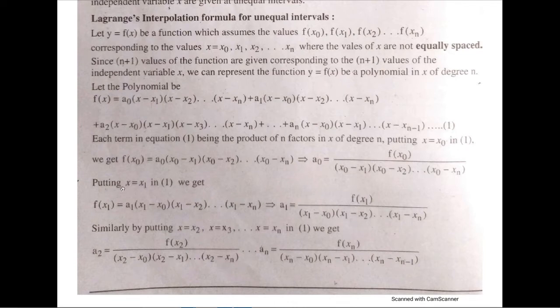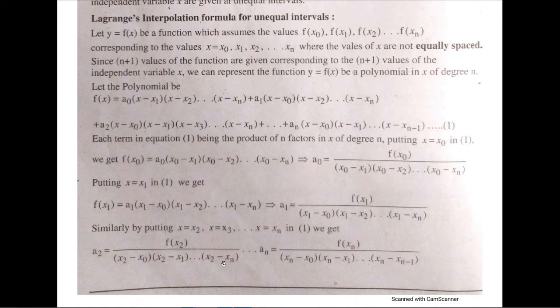Then putting x is equal to x1 in equation number 1, we get f of x1 is equal to, x is equal to x1 means all the other terms go to 0. The a2 term goes to 0, the an term goes to 0, and we get only the a1 term. So f of x1 is equal to a1 times x1 minus x naught, x1 minus x2 and so on up to x1 minus xn. Again, you write in terms of a1: a1 is equal to f of x1 divided by x1 minus x naught, x1 minus x2 and so on up to x1 minus xn.